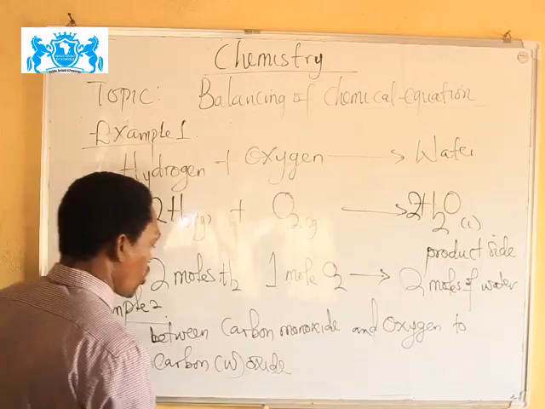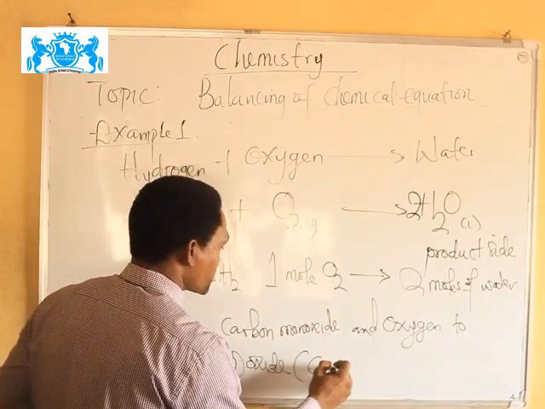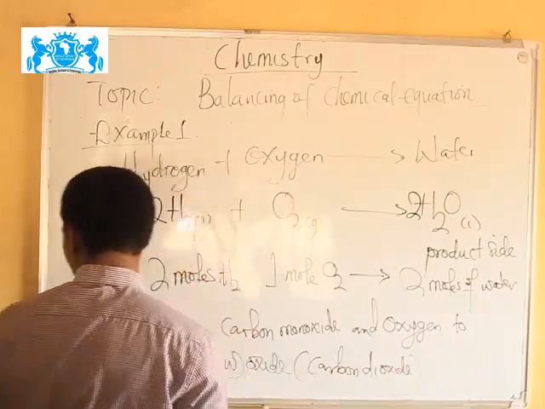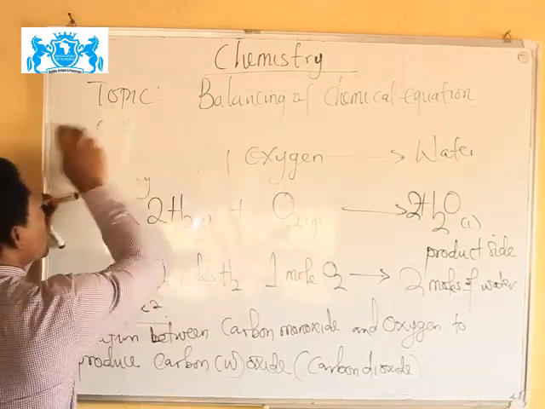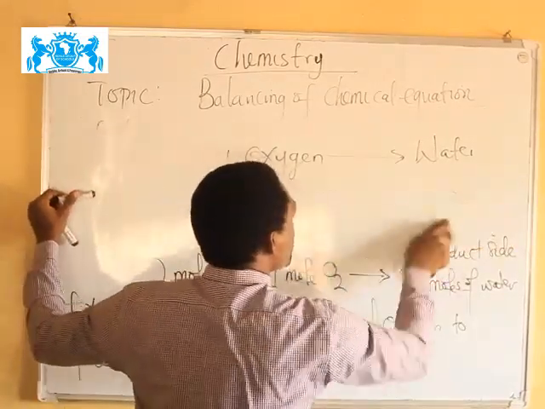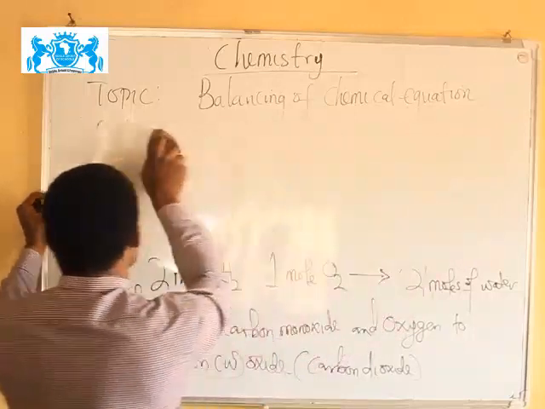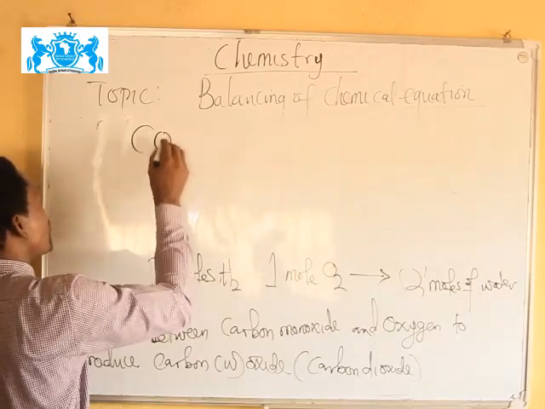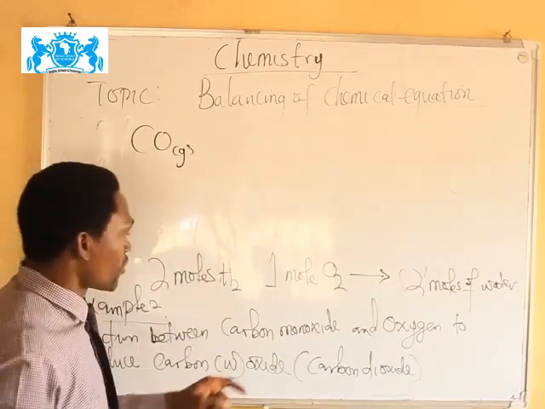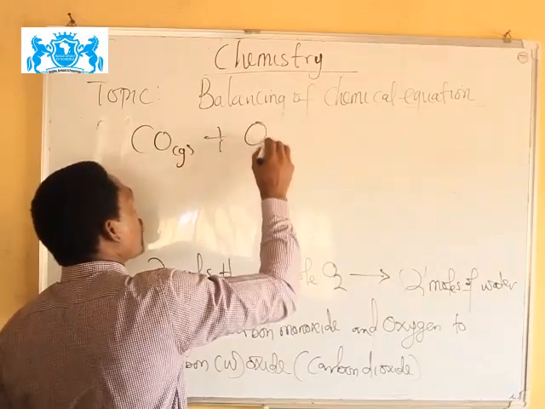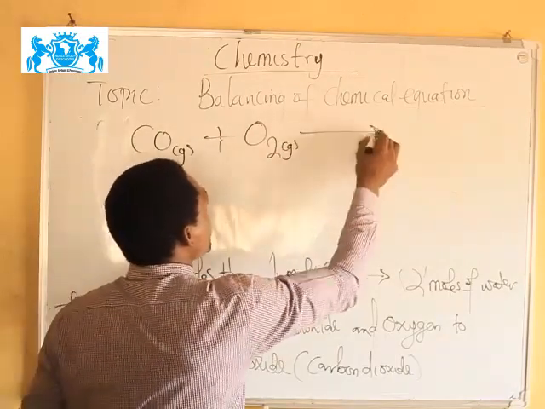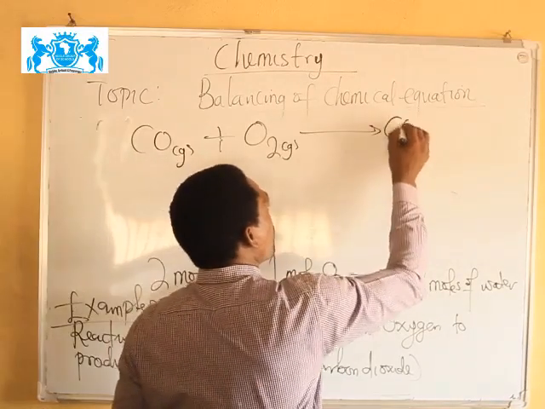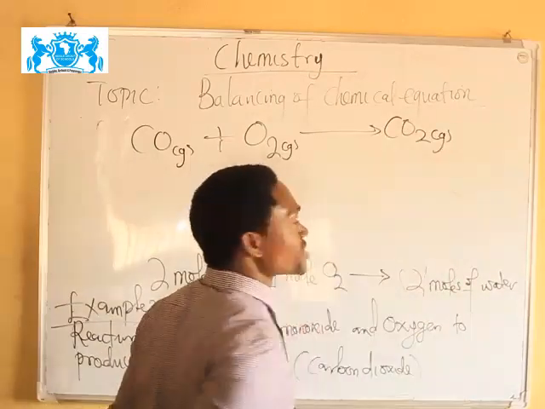Carbon 4 oxide, or you call it carbon dioxide. Just like in the first case, we quickly try to put down the reactant side and the product side. Carbon monoxide is represented by the symbol CO as a gas. Oxygen is still represented by the symbol O2 as gas. When both combine together, they give us CO2, which represents carbon 4 oxide.